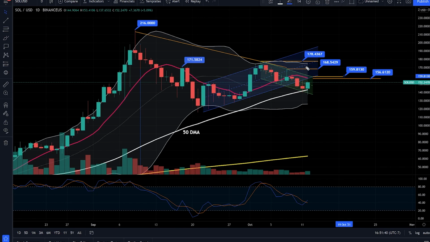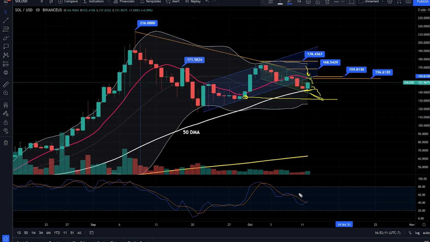In the event there is a rejection at this 10 days moving average and the price retraces, if the 50 days does not hold support, then there is a good probability that the price would break down and Solana would retest the support of this downward channel and could eventually drop down to about 130. But that would be the worst case scenario.